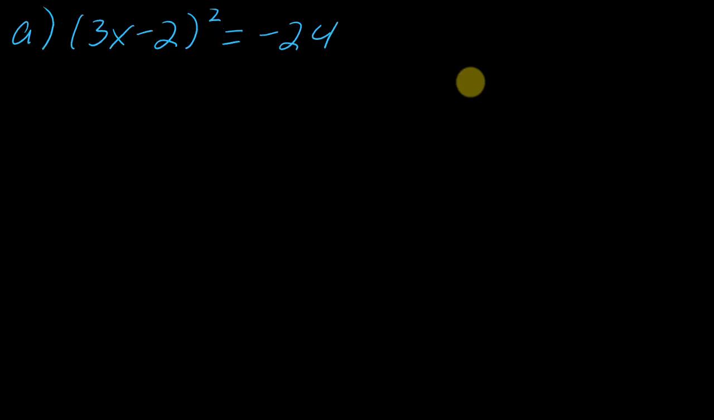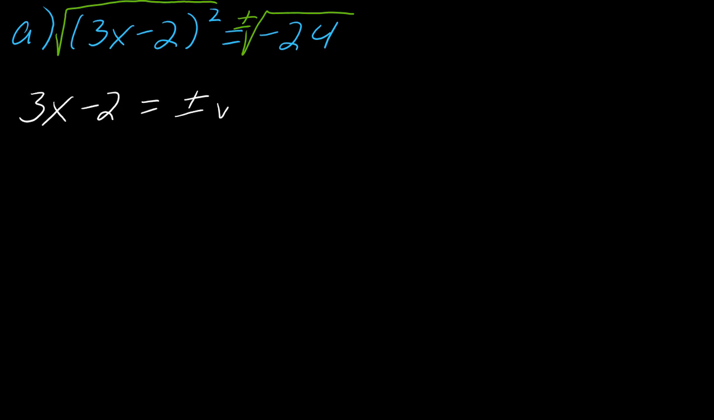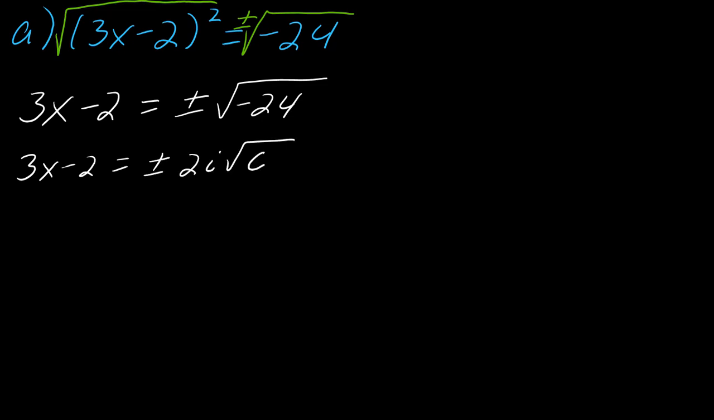Okay. So for this first one, this one's just screaming for the square root property, right? It's already ready for it, really. So I'm going to go ahead and take the square root of each side. So now I get 3x minus 2 equals plus or minus the square root of negative 24. I can simplify this a little bit farther. So this will be 3x minus 2 equals plus or minus 2i times the square root of 6. That's as much as that one will simplify.